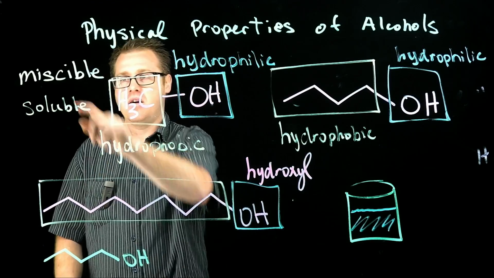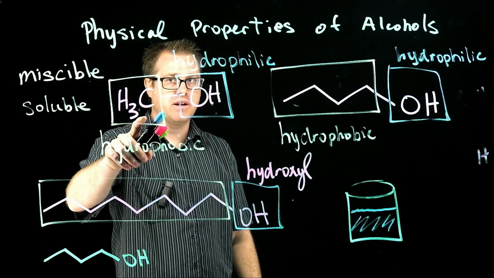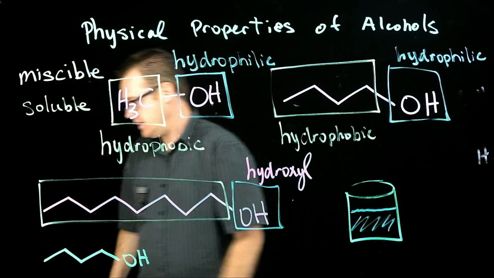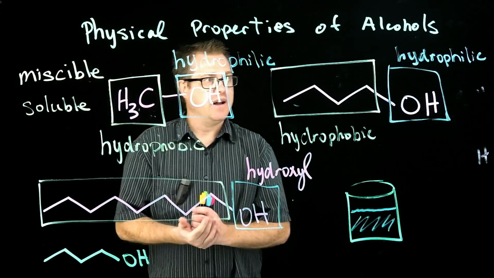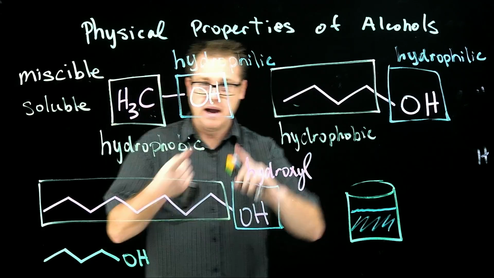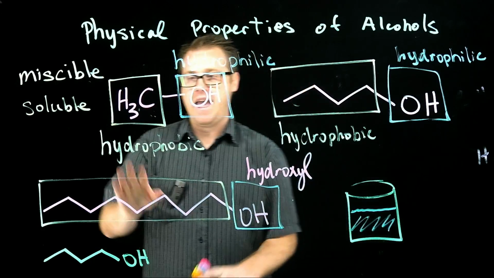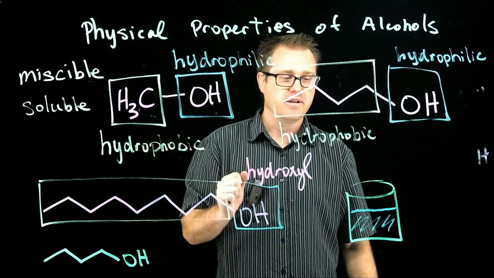Methanol and ethanol are going to be miscible because their hydrophobic piece is relatively small. Interesting and fun physical properties. It comes down to hydrogen bonding and how it interacts with water, and the hydrophobic and the hydrophilic parts.